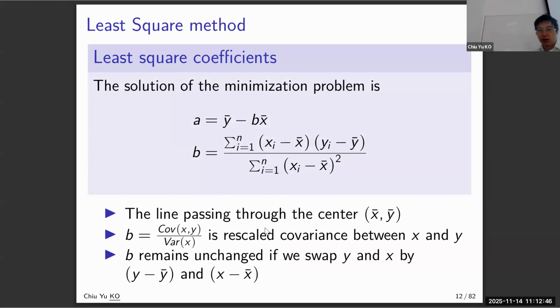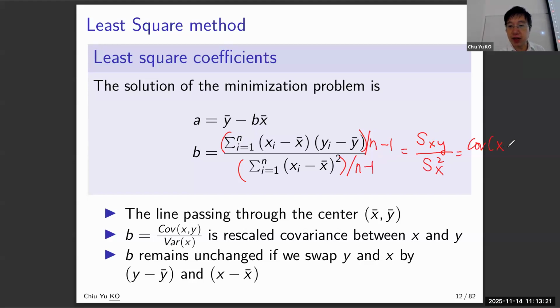This formula looks amazingly crazy, right? But if you remember, you divide by n minus 1, or n, right? What you see is just the covariance of X and Y, and this is the variance of X. Because this is a sample, I use S. This notation we use in the class, so S_XY, or covariance XY, over variance of X, right?